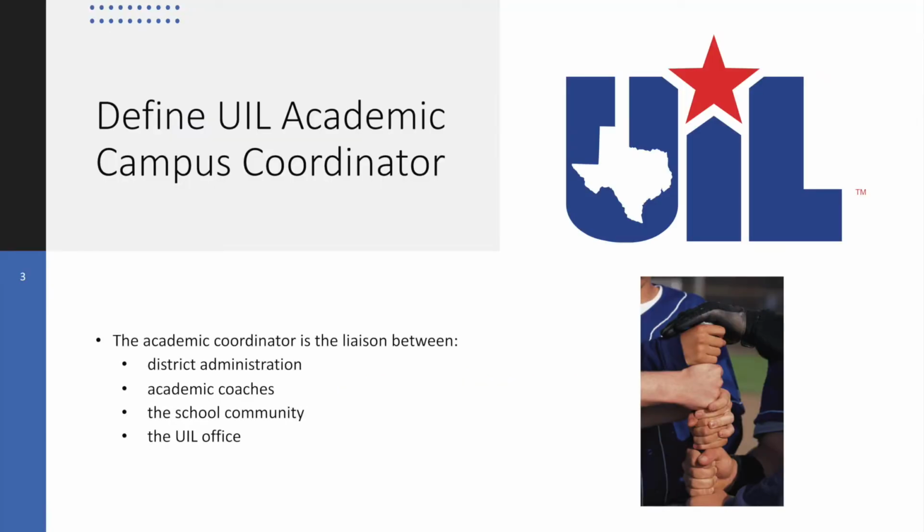Maybe you are asking yourself during this meeting, just what am I doing here? What is a UIL academic campus coordinator really? An essential part of being a coordinator is acting as a liaison between various people and groups, such as your district administration, any academic coaches at your campus, your school community, and us here at the UIL office. Communication to these people and groups will help ensure the success and efficiency of your UIL A+ program. You are a vital part of the success for any UIL academic program.